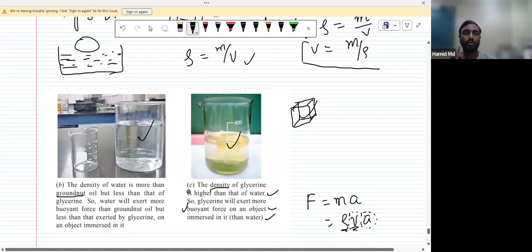So it is good to understand the idea. This could be the scientific reason. The true derivation of the buoyancy force you will encounter in class 12.